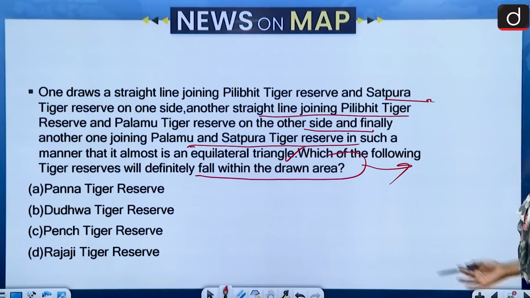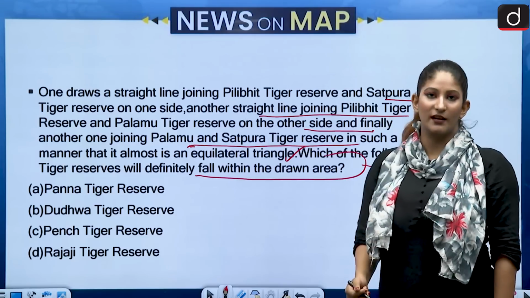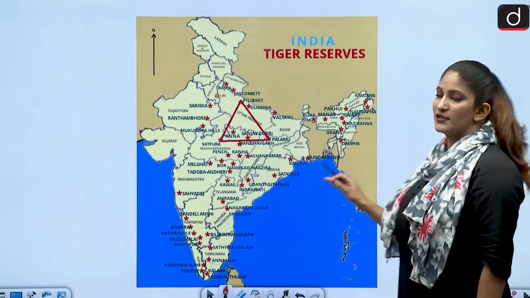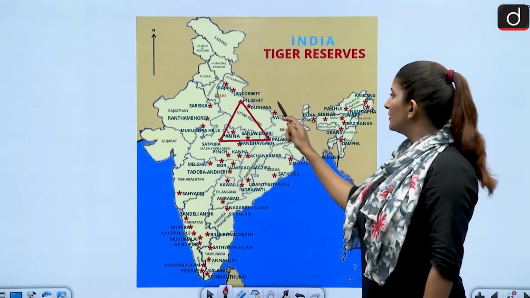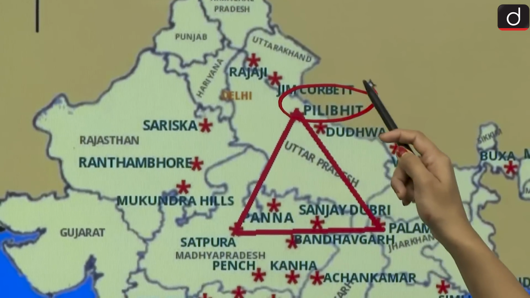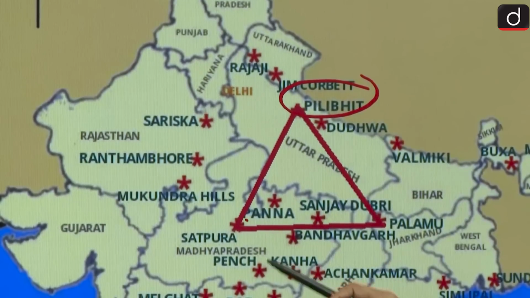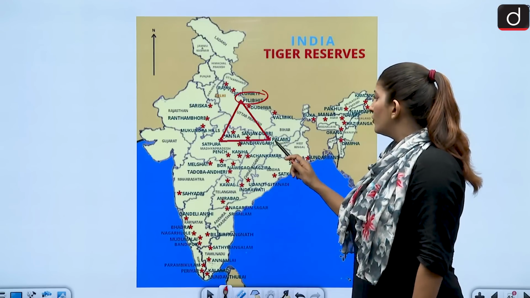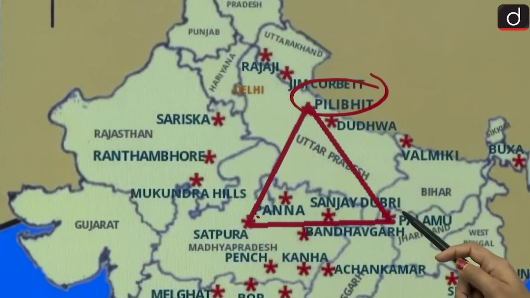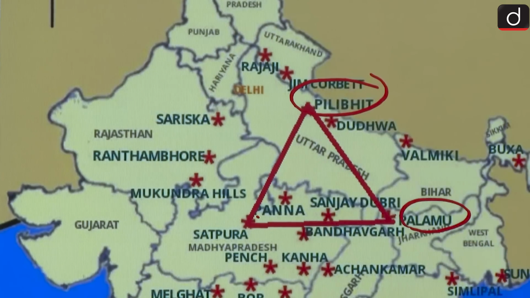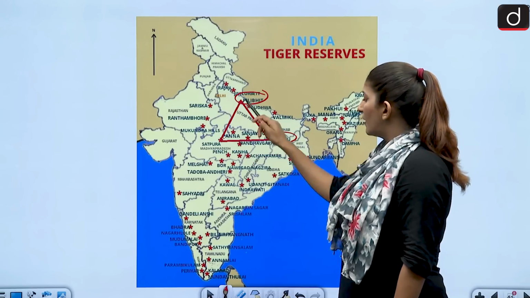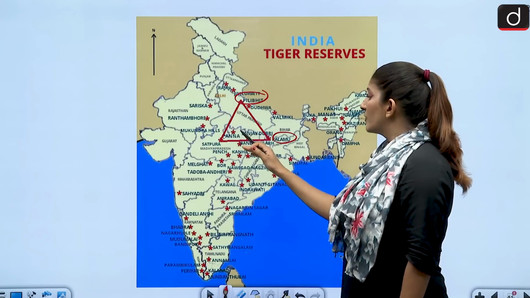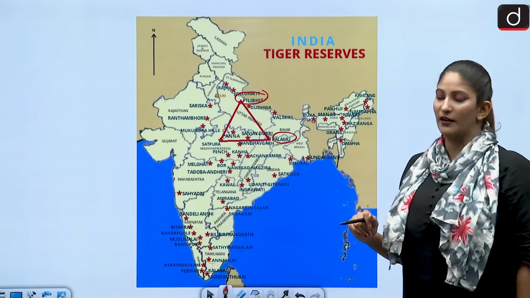So these are our given options: Panna, Dudhwa, Pench Tiger Reserve, and Rajaji Tiger Reserve. Let us see the correct answer with the help of this map. So Pilibhit in the northern area of Uttar Pradesh is to be joined with Satpura in the central region of Madhya Pradesh, and the northwestern region of Jharkhand, that is Palamu, is present over there, has to be joined together. Which among these given options that we have already talked about fall into the triangle?